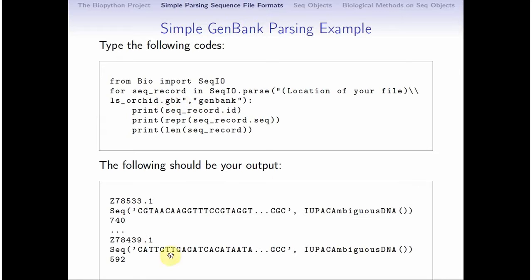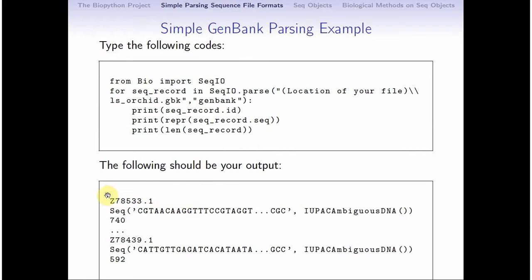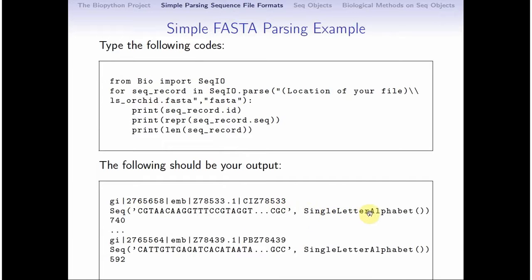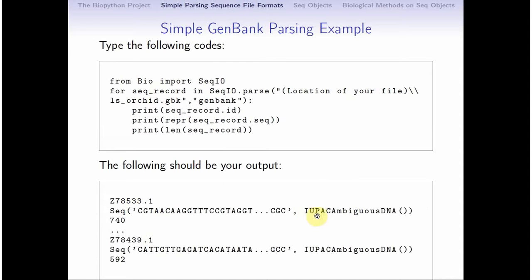So what's the difference? It's just the ID. If you look back, the ID in terms of FASTA is long, but what's important is just this number. GenBank will straight away give you the number. The rest is the same. If you notice, there's also another difference over here. You see this single letter alphabet, and this one is IUPAC ambiguous DNA. What is this? This is called alphabet, which I will introduce in the next few slides.